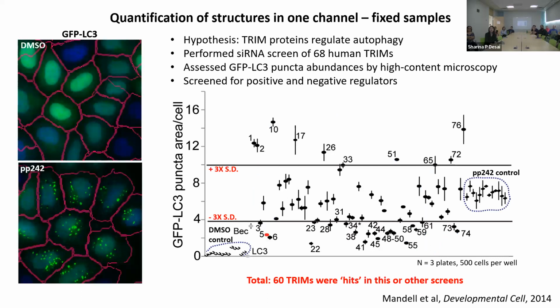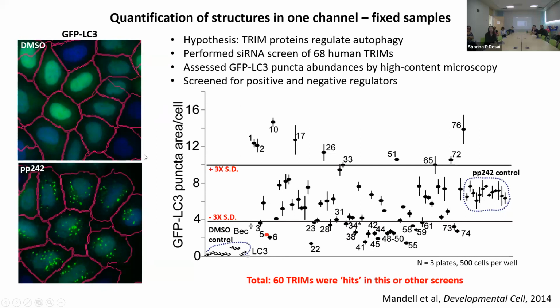Okay, so what are some of the ways that I've used this co-localization bioapp in my work? One of the first things that we did, again, this is a lot of counting of dots, was to count the number of autophagosomes in cells that had been transfected with an siRNA library to knock down TRIM proteins. TRIMs are a very large family of ubiquitin ligases that we hypothesized would be regulators of autophagy. Initially we performed an siRNA screen of 68 human TRIMs, and then assessed the abundance of autophagosomes because they're labeled with GFP fused to LC3B, which is an autophagosome marker, and then counted them by high content microscopy.